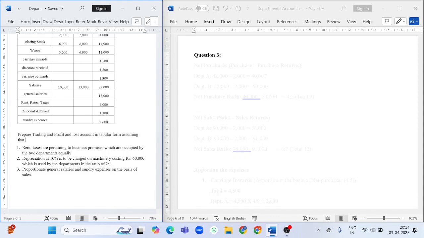They have given that depreciation at 10% is to be charged on machinery costing 60,000, which is used by both the departments in the ratio of 2:1. So we need to calculate depreciation first and then divide it among the two departments in the ratio of 2:1. Proportionate general expenses and sundry expenses on the basis of sales.